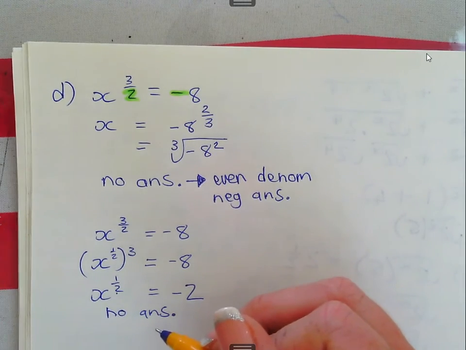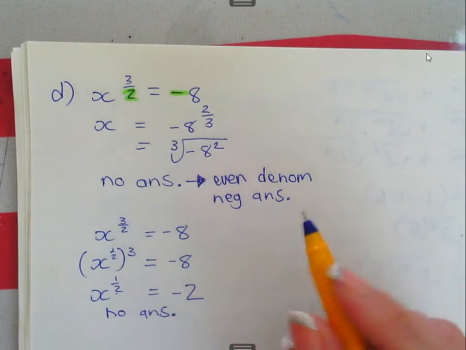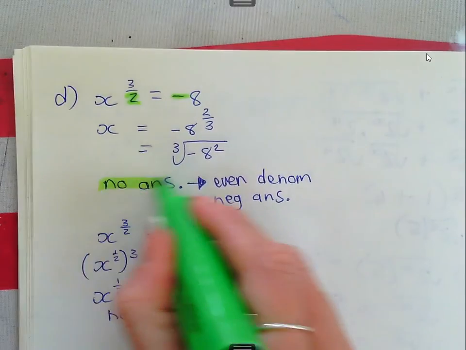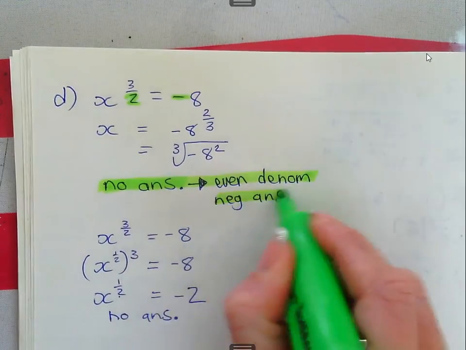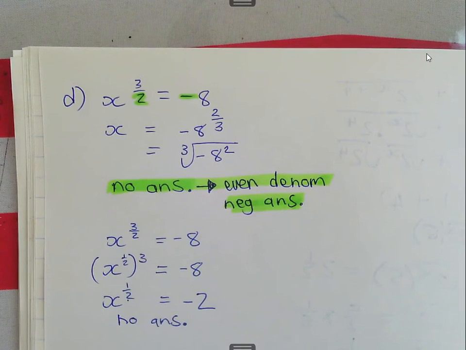But as I say, you don't need to do it in this way. It's easier to do it the way I've shown you with the other examples, but you need to learn that when I have an even denominator and a negative answer, it will give no answer.